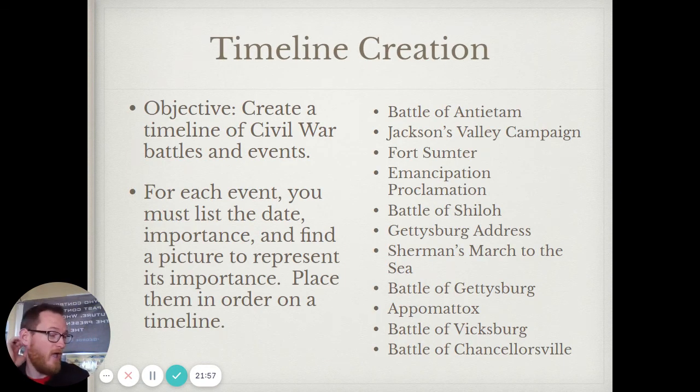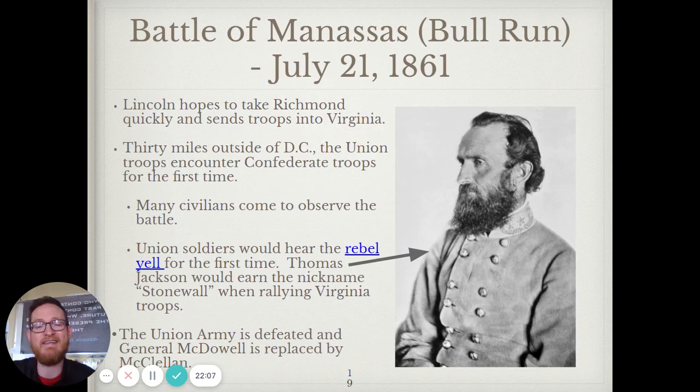So one of the things you're going to be doing today is creating a timeline of the Civil War, some of the major events and some of the major battles of this. So make sure you take a look at that. But today we are ending with the Battle of Manassas. Next class, we're going to jump in and go through the war in its entirety and what the war looked like.